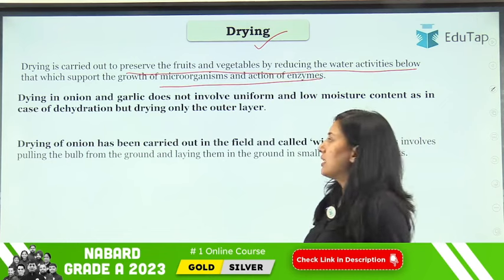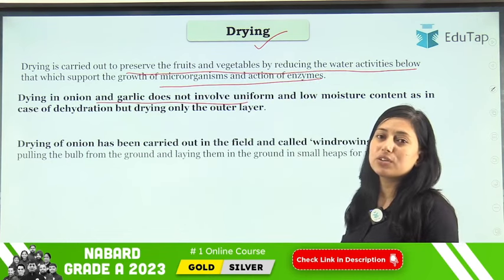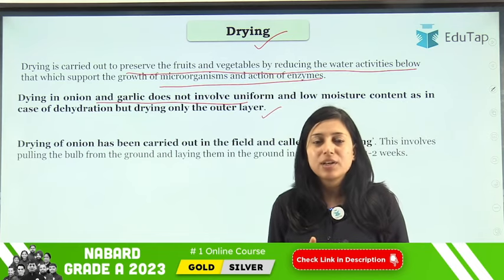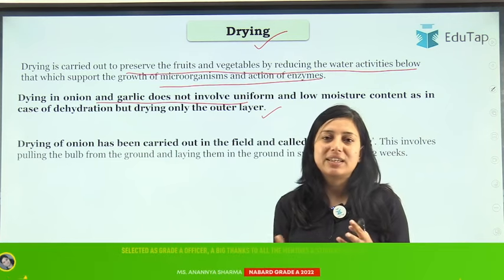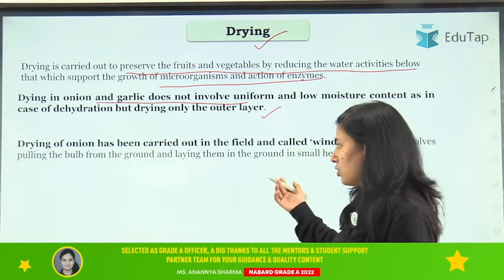And sometimes, like in onion and garlic, we do not dry the whole produce. There is no uniform drying. We are just drying the outer layer. Clear? Like in onion and garlic, you might have seen that we have to dry out the outer layer. So that is also part of post-harvesting.